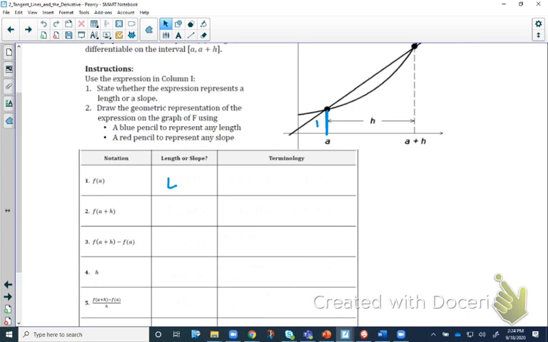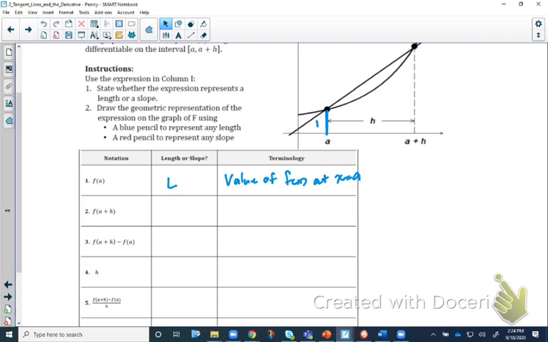So the terminology here, as I'm saying, the value of f of x, meaning what's the output at x is equal to a.